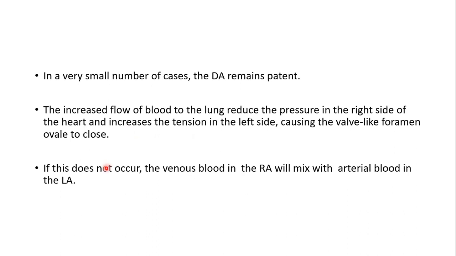In a very small number of cases, the ductus arteriosus remains patent, and is then referred to as patent ductus arteriosus. The increase in flow of blood to the lung reduces the pressure in the right side of the heart and increases the tension in the left side, because once the blood flows to the lung, you know that it's going to come back to the left side through the pulmonary vein. So the volume coming to the left side increases. And because of the pressure building up on the left, it closes the valve-like foramen ovale.